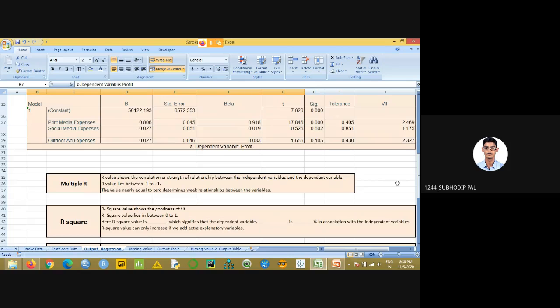The dependent variable and independent variable, what we have taken, the independent variable actually defines the dependent variable, and the definition part is how much? 95.1%. That is truly amazing for analysis.